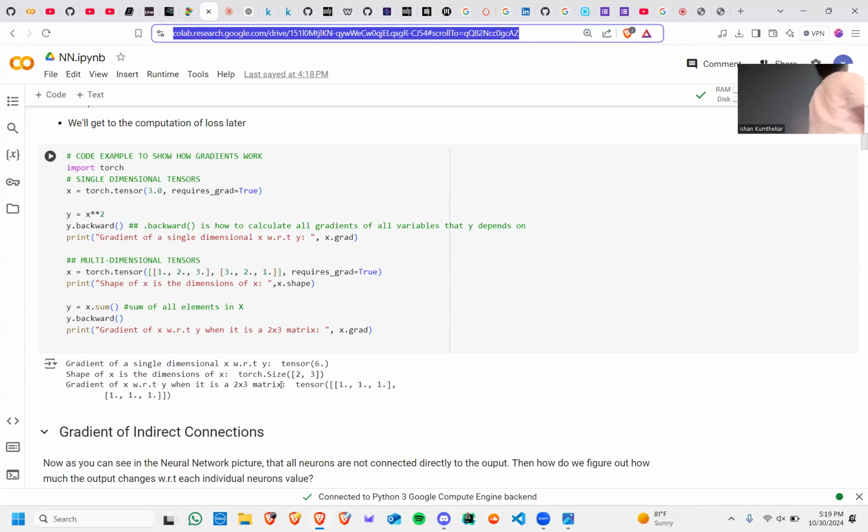The cool thing about tensors is that you can do this for multidimensional output. Here x is composed of two 3-dimensional vectors. You can, say, define y as the sum of x. That's again a relationship between y and x. You can call backward and you get this sort of confusing gradient. But basically what you want to know is that it works.